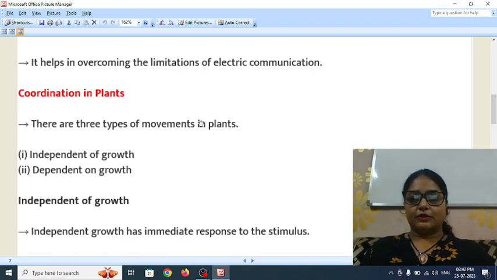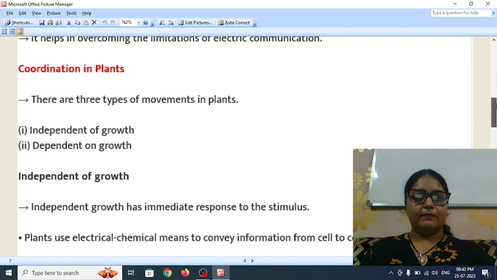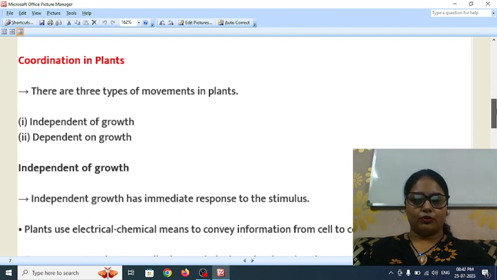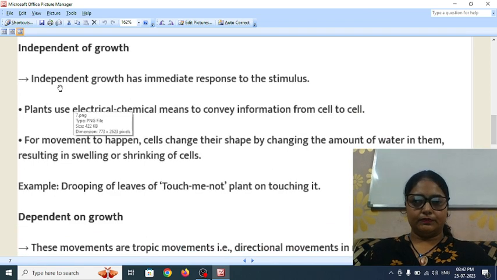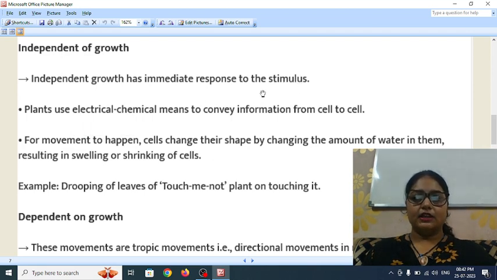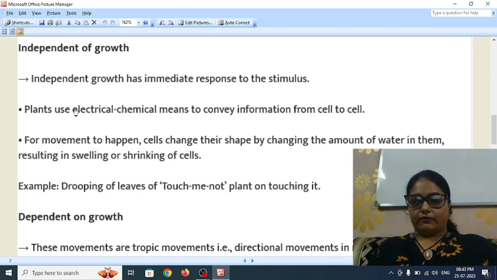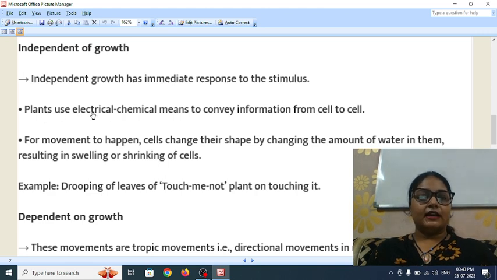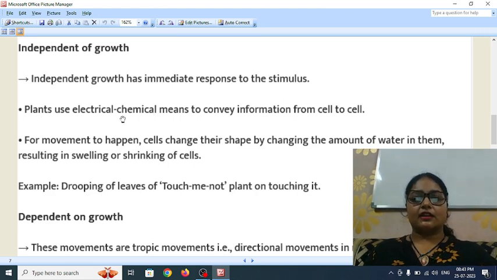There are three types of movement in the plant, as you know: independent of growth and dependent on growth. Now, independent growth has a limited response to the stimuli, because it is independent, and they respond very little when they are getting stimuli.